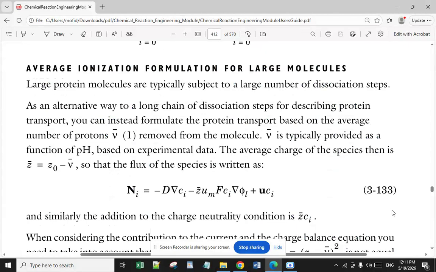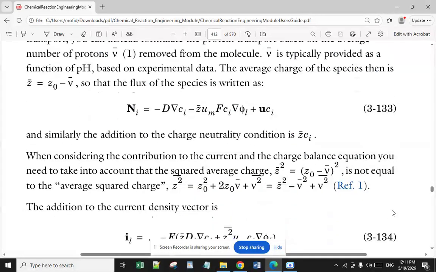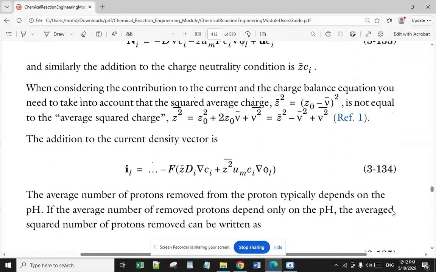The average charge of a species is then equal to Z = Z0 minus Vp, so that the flux of the species is written as equation 3-133, and similarly the addition to the charge neutrality condition is Z_i c_i. When considering the addition to the current and charge balance equations, you need to take into account that the square of the average charge, (Z0 minus Vp) to the power of 2, is not equal to the average square charge. The addition to the current density vector is as follows.